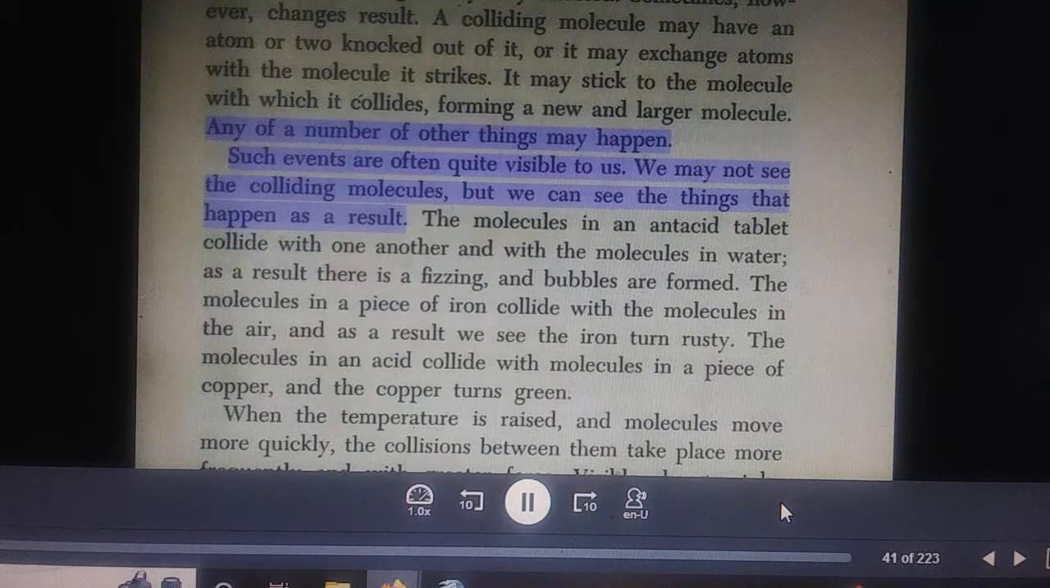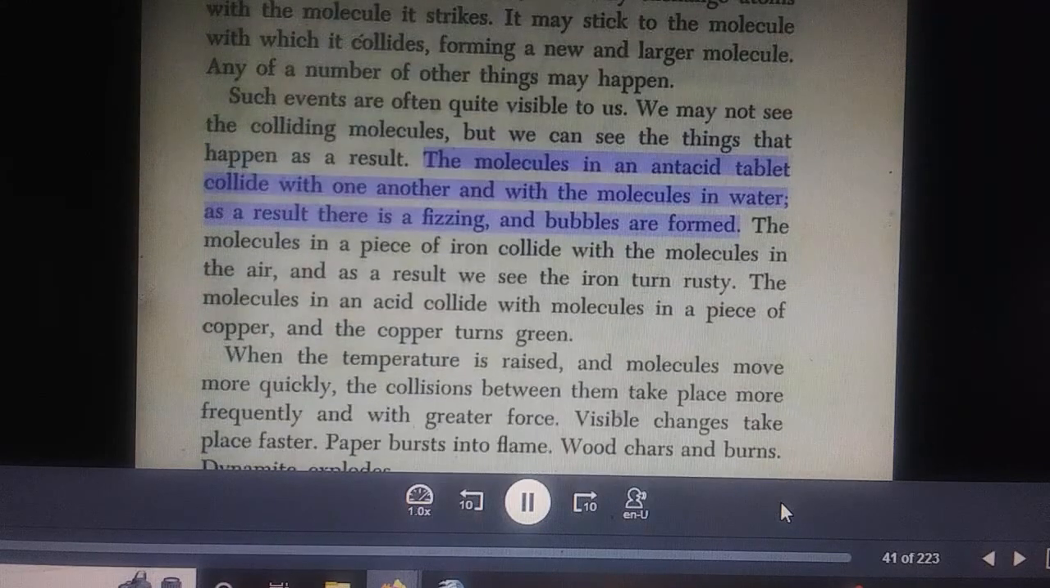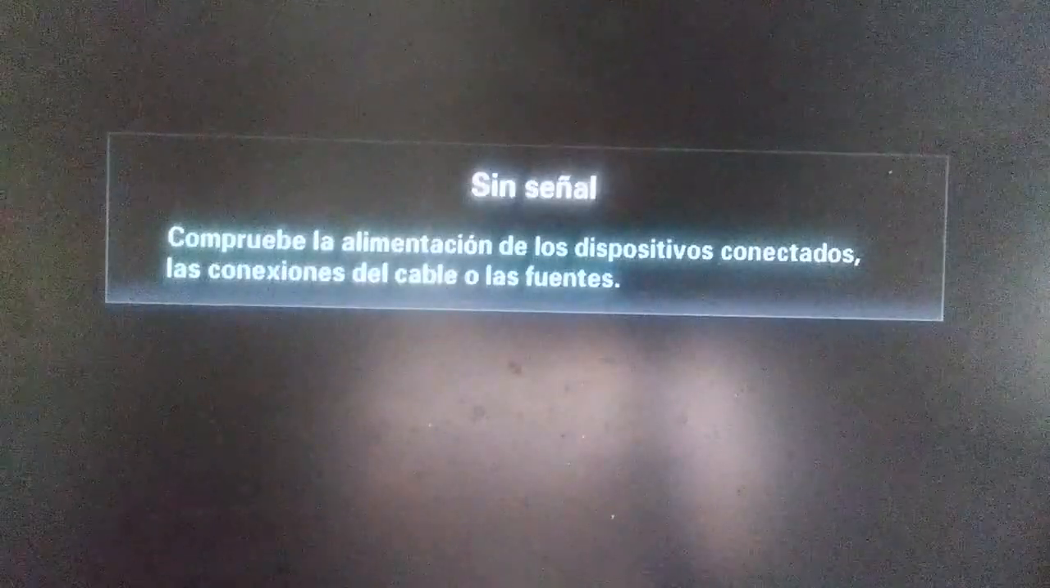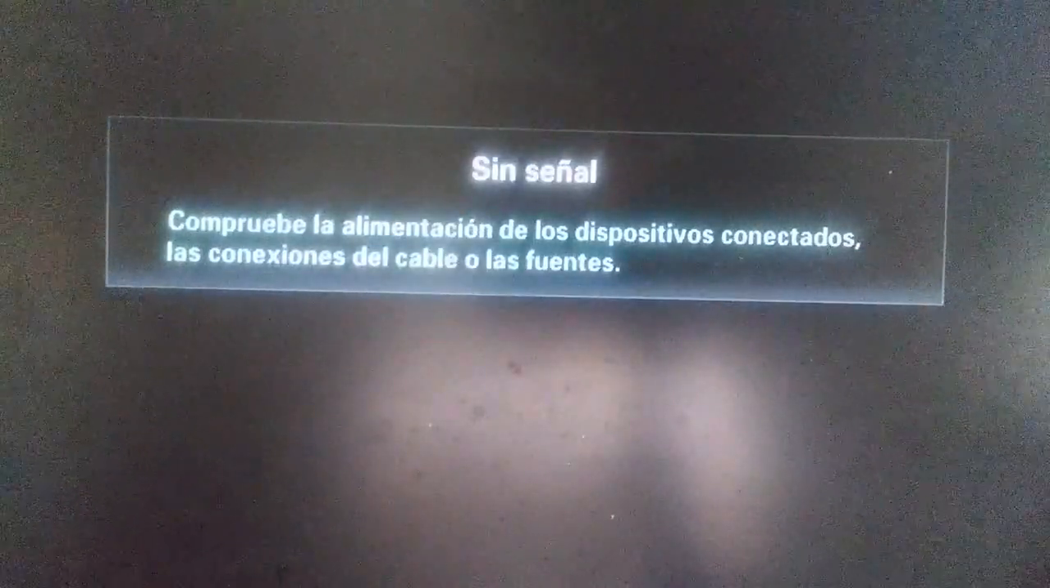Such events are often quite visible to us. We may not see the colliding molecules, but we can see the things that happen as a result. The molecules in an antacid tablet collide with one another and with the molecules in water. As a result there is a fizzing, and bubbles are formed. The molecules in a piece of iron collide with the molecules in the air, and as a result we see the iron turn rusty. The molecules in an acid collide with molecules in a piece of copper, and the copper turns green. When the temperature is raised, and molecules move more quickly, the collisions between them take place more frequently and with greater force.